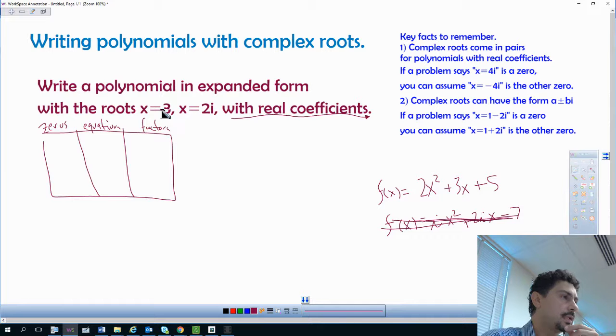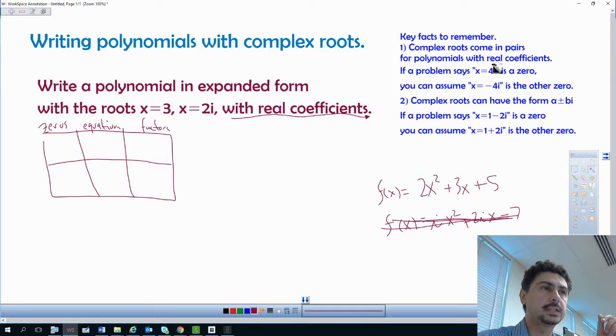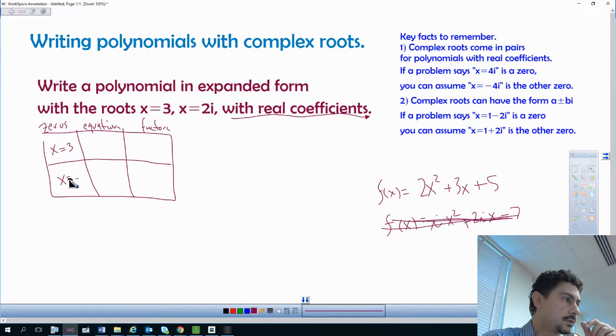And then when you look at this, you see 2 zeros, so you think to yourself, you have 2 zeros. But it says with real coefficients, so the trick is that rule here. If there's a plus, you need the minus. Well, they gave us the plus 2i, okay? The first they gave us x equals 3. Then they give us x equals 2i. And then you have to say, aha, if I need real coefficients, I need a third 0. You need x equals minus 2i.